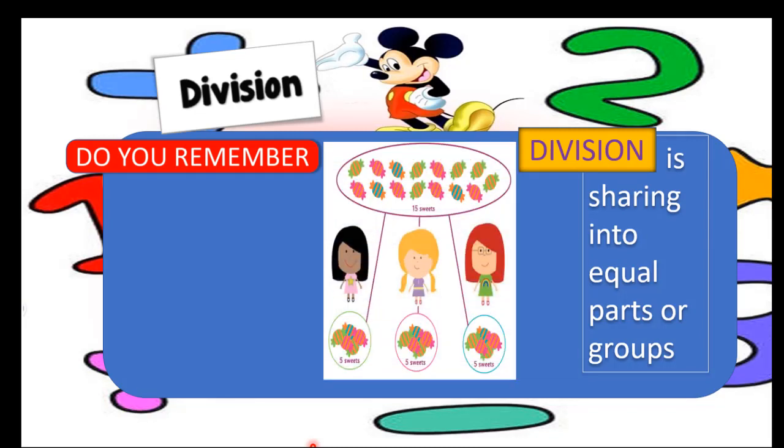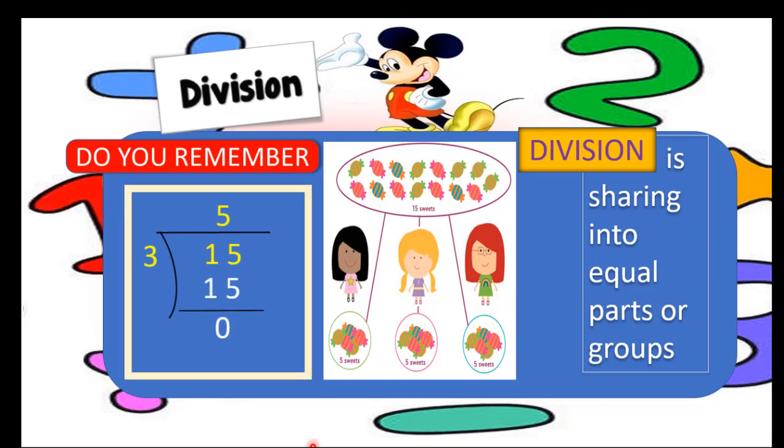For example, you have 15 candies and 3 friends and you have to share your 15 candies with 3 friends. Can you tell me how can you share? So you will divide 15 by 3, and you will get the answer 5. It means that you will share 15 candies among 3 friends and each friend will get 5 candies. Very good. Now come to the next.